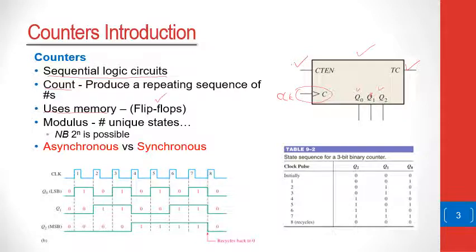So if the count sequence is like that, then we will say the count output is 0. If this is the case, then we will say the count output is 2. This would be 0, for instance.